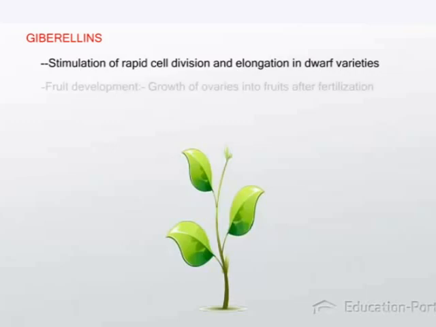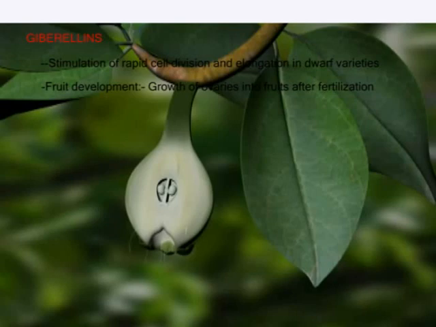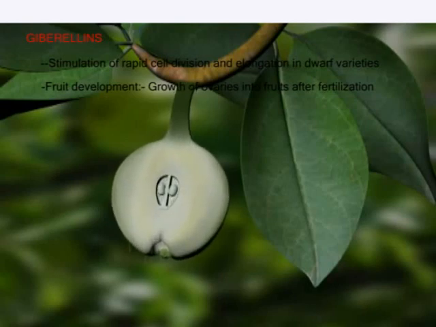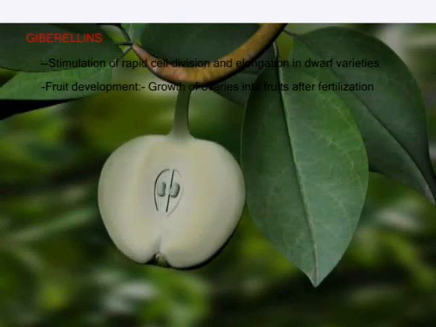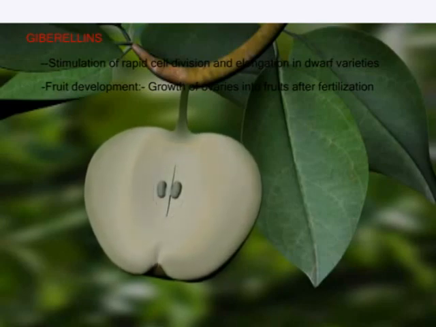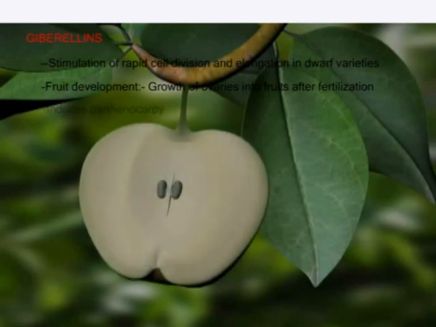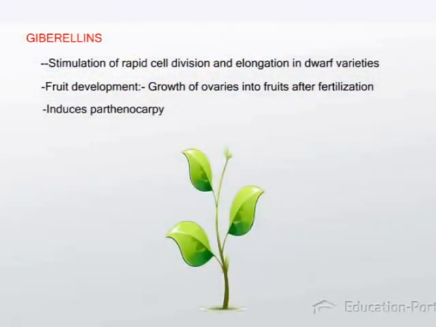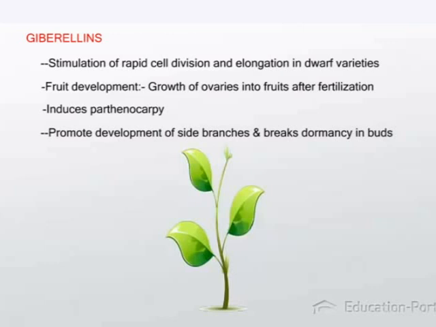Gibberellins are important in fruit formation. They induce the growth of ovaries into fruits after fertilization. They also induce parthenocarpy. Gibberellins also promote the formation of side branches from lateral buds and break dormancy in buds. This is common in species of temperate plants whose buds become dormant in winter.